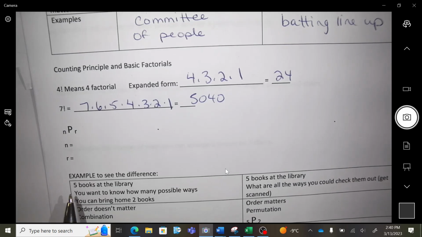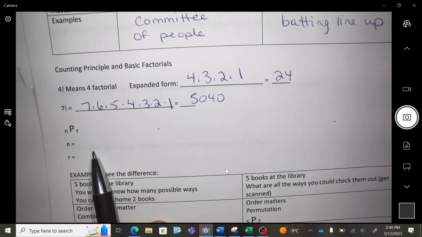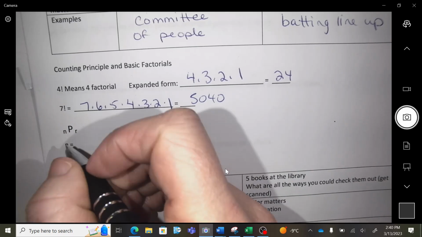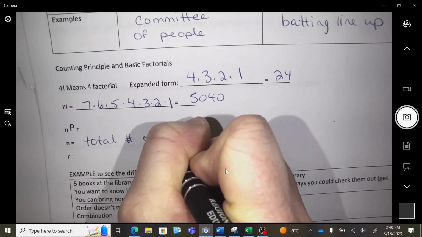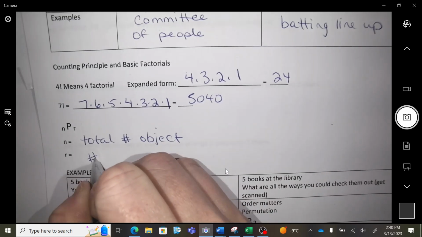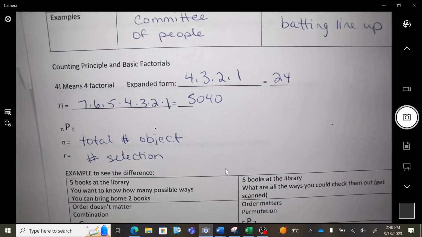Okay, and then when we looked at this formula, n was the total number of the objects. So in our example, it was 4 because I had 4 markers to start with, right? And the r is the number that you're working with, like selecting, the number in your selection.